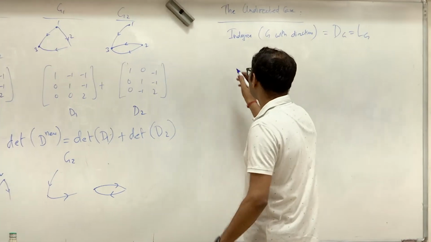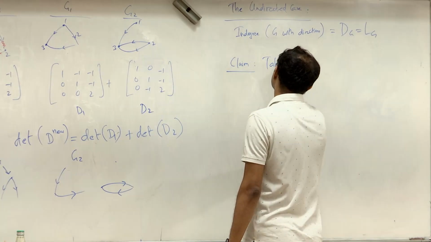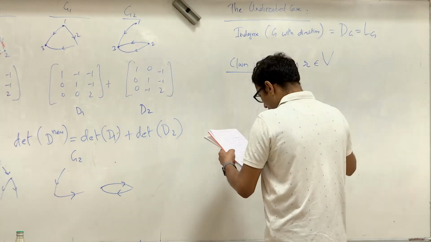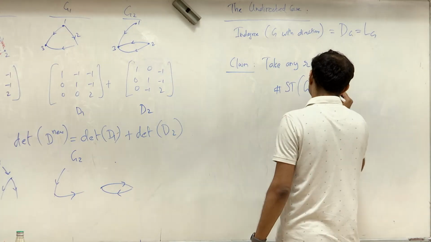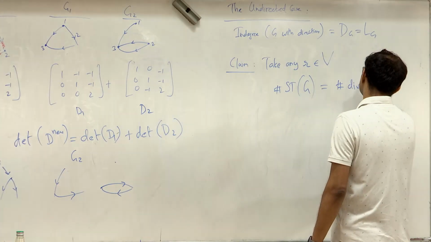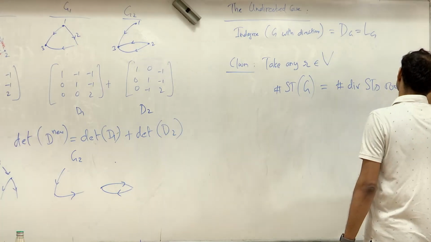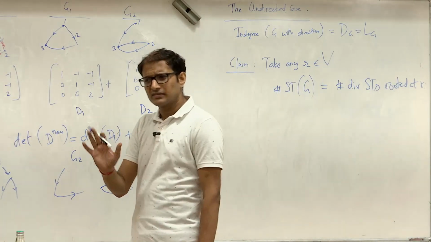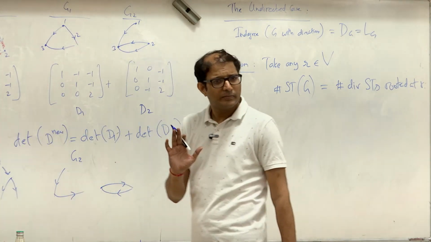Right, and now the claim is that take any root, and now you have that the number of spanning trees of this undirected graph G is equal to the number of divergent spanning trees rooted at R. I claim that you can give a very clean bijective proof for this. Does anybody see that? There is a very clean bijective proof.